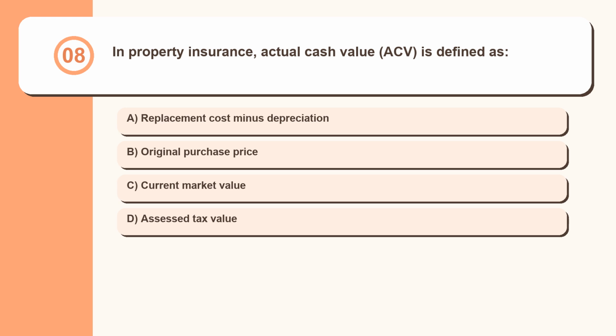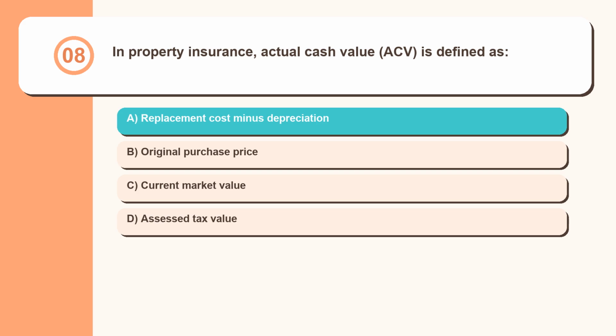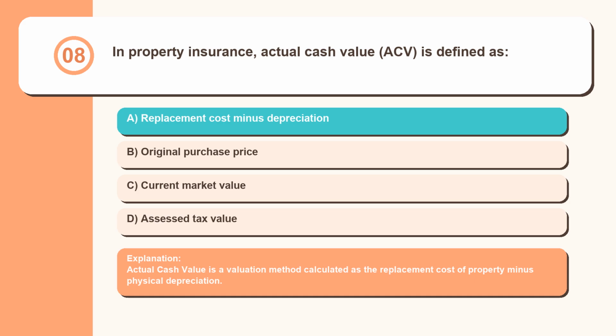Question 8. In property insurance, actual cash value, ACV, is defined as replacement cost minus depreciation, original purchase price, current market value, assessed tax value. Actual cash value is a valuation method calculated as the replacement cost of property minus physical depreciation.